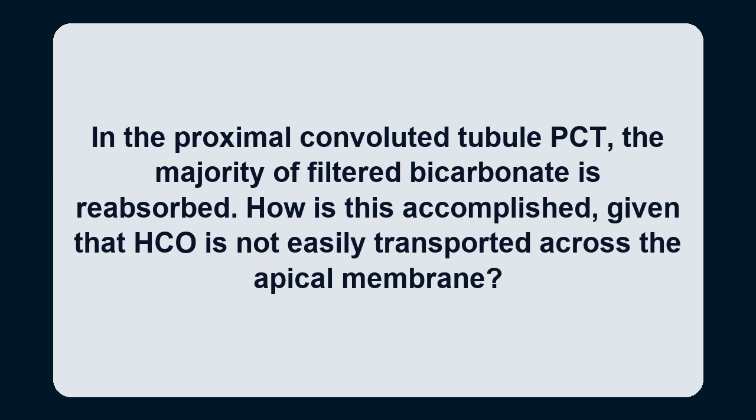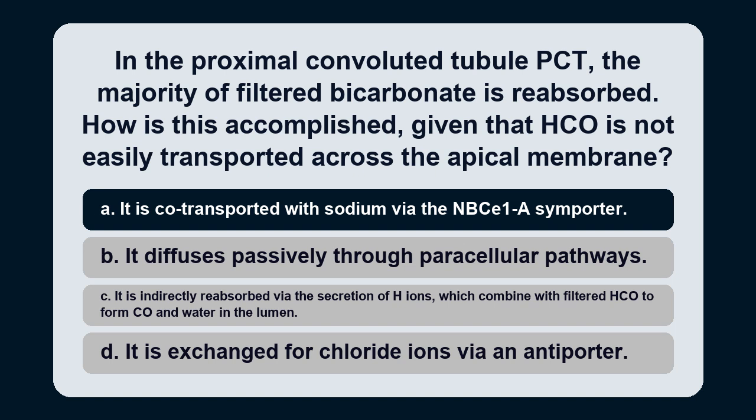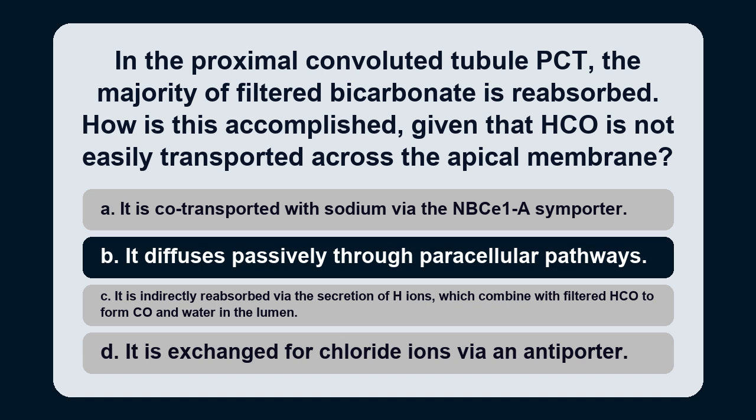Question 1. In the proximal convoluted tubule (PCT), the majority of filtered bicarbonate is reabsorbed. How is this accomplished, given that HCO3- is not easily transported across the apical membrane? Option A. It is co-transported with sodium via the NBCe1, a symporter. Option B. It diffuses passively through paracellular pathways.